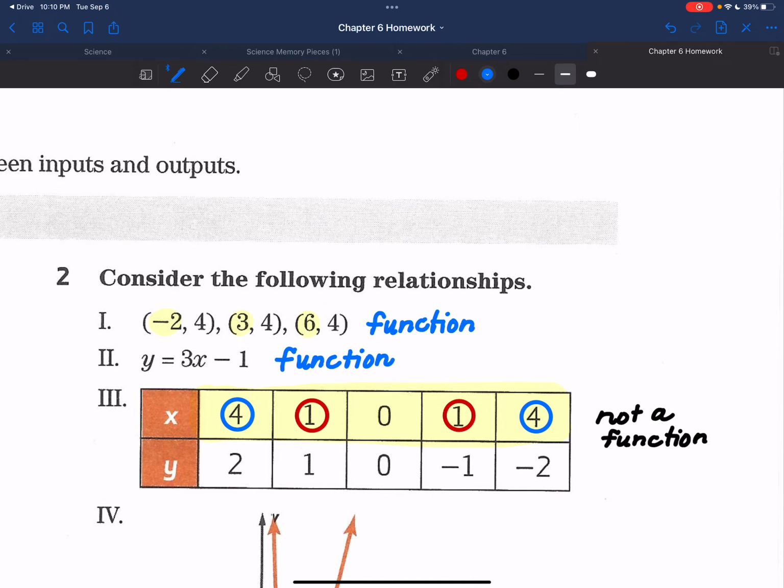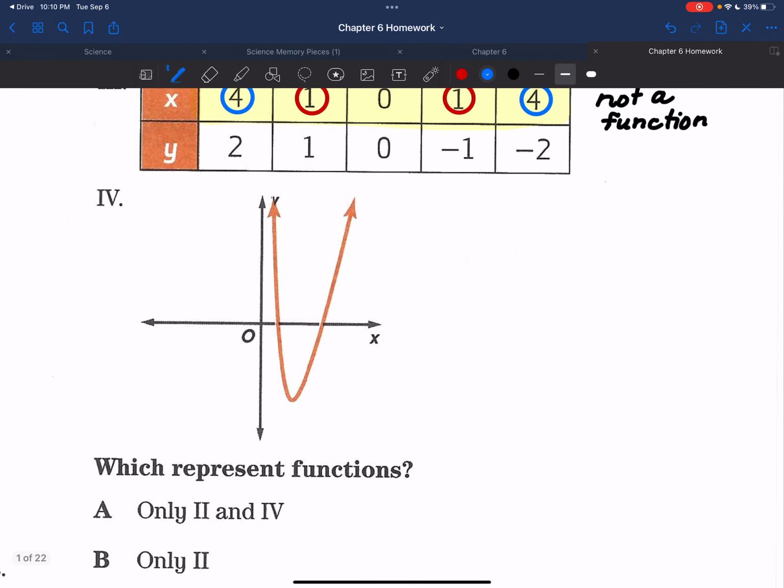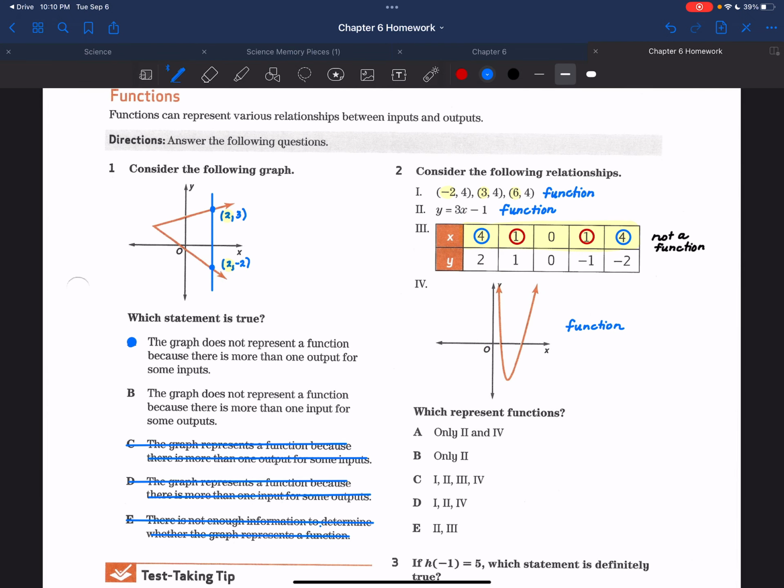And then finally, we have this parabola. It passes the vertical line test. Wherever I put a vertical line, it will pass. So it is a function. So the ones that represent functions are 1, 2, and 4, not 3. 1, 2, and 4. I like answer D for that one.